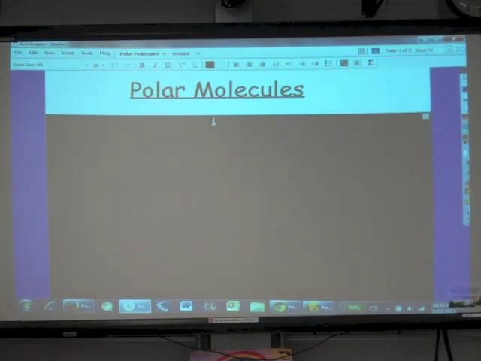Our topic today is polarity. What we're going to be discussing is what makes one molecule polar and another molecule non-polar. And of course, polar means that there is a positively charged region to the molecule and a negatively charged region to the molecule. It's polar. It has two poles, positive and negative.